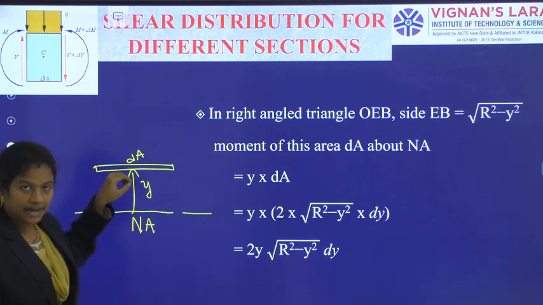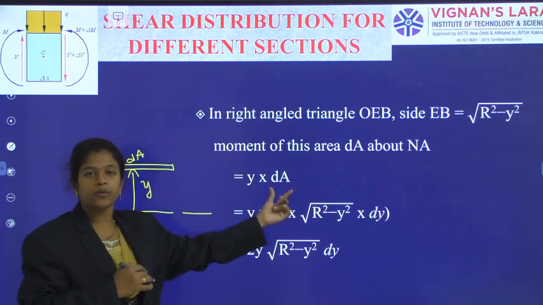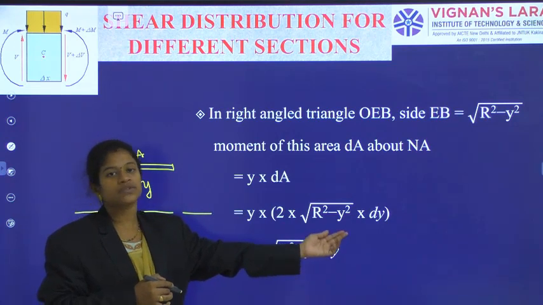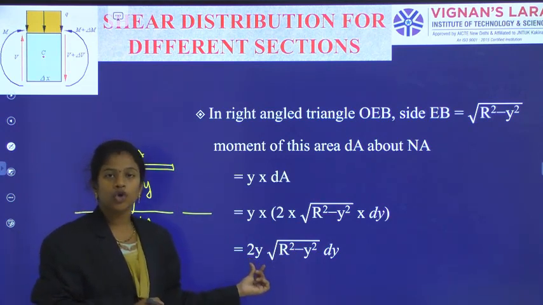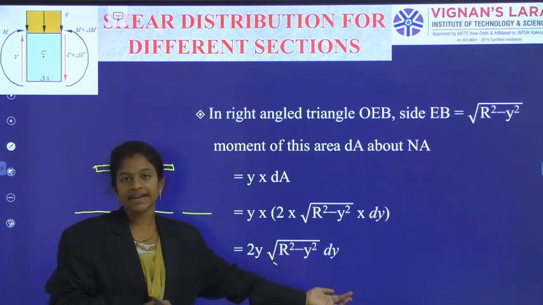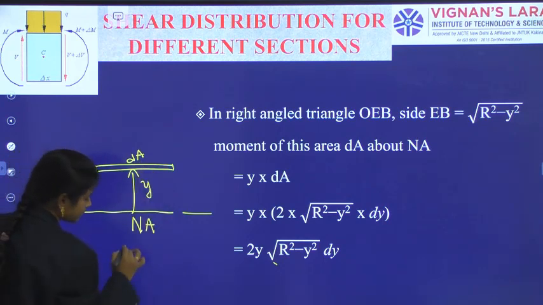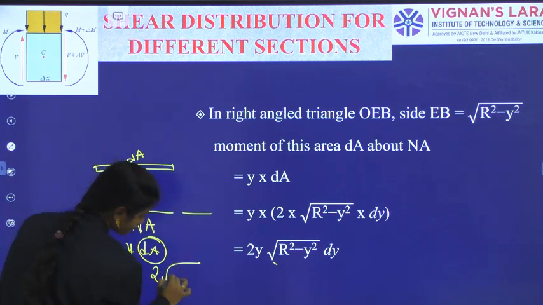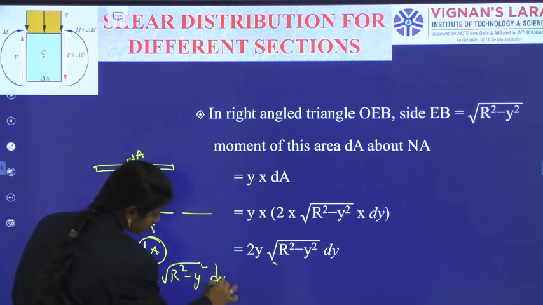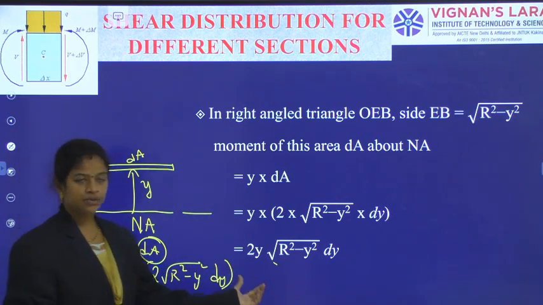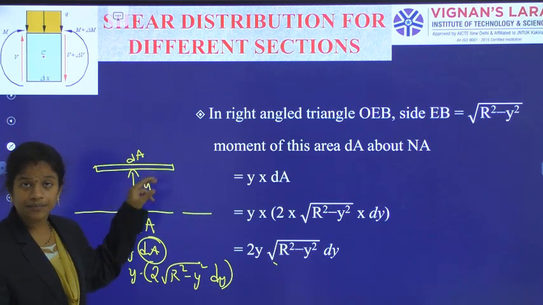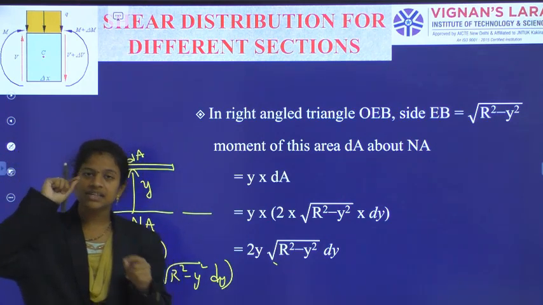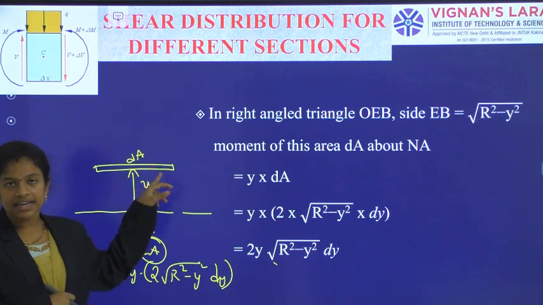dA into Y. And that dA, just now I have got the equation as 2 times under root R square minus Y square dy. So, I have replaced that dA, and with the multiplication I have written 2y under root R square minus Y square and dy. Okay. So, for this Y times dA, substitution of dA has given 2y under root R square minus Y square dy. So, with the rearrangement, 2y under root R square minus Y square. What is this? That is the area moment of the single strip. Area moment of a single strip which is at a distance y with an area dA.